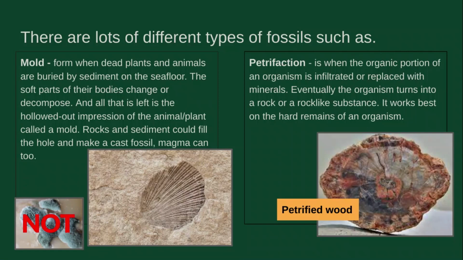Petrification is when the organic portion of an organism is infiltrated or replaced with minerals. Eventually, the organism turns into rock or a rock-like substance. It works best on the hard remains of the organism, such as the bone or harder tissues. It can also happen to the wood and parts of trees, such as petrified wood.